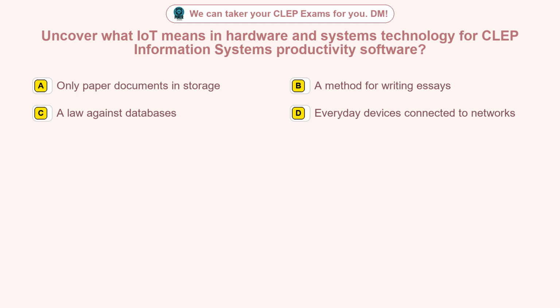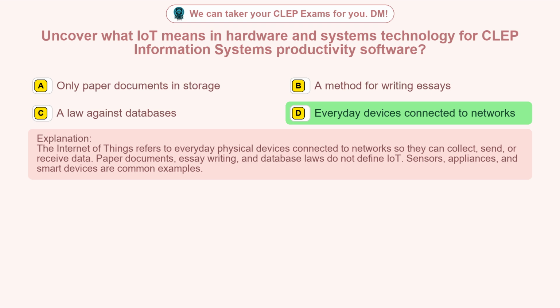Option A. Only paper documents and storage. Option B. A method for writing essays. Option C. A law against databases. Option D. Everyday devices connected to networks. The correct answer is Option D. Everyday devices connected to networks.